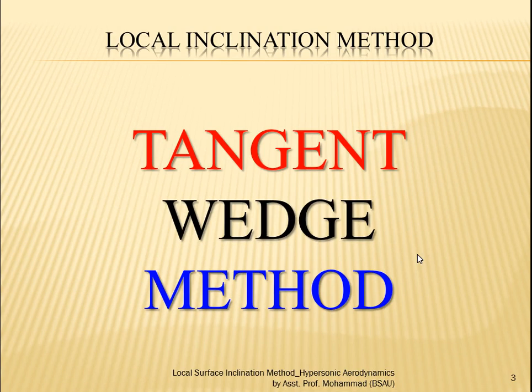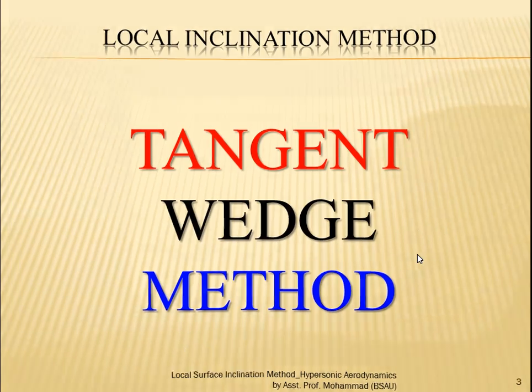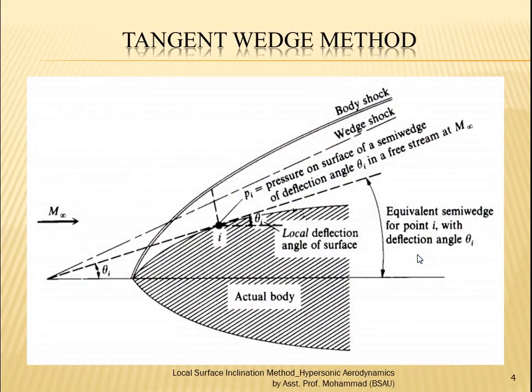So let us just go a little bit deeper into the tangent wedge method and see how it actually is applicable in the case of hypersonic flow regime. Here is a simple case in which a body is being shown which is facing a hypersonic flow, and we have chosen a point I on the surface, and we are trying to analyze the pressure on this point I and see how the tangent wedge method is applicable to find the local surface pressure here.